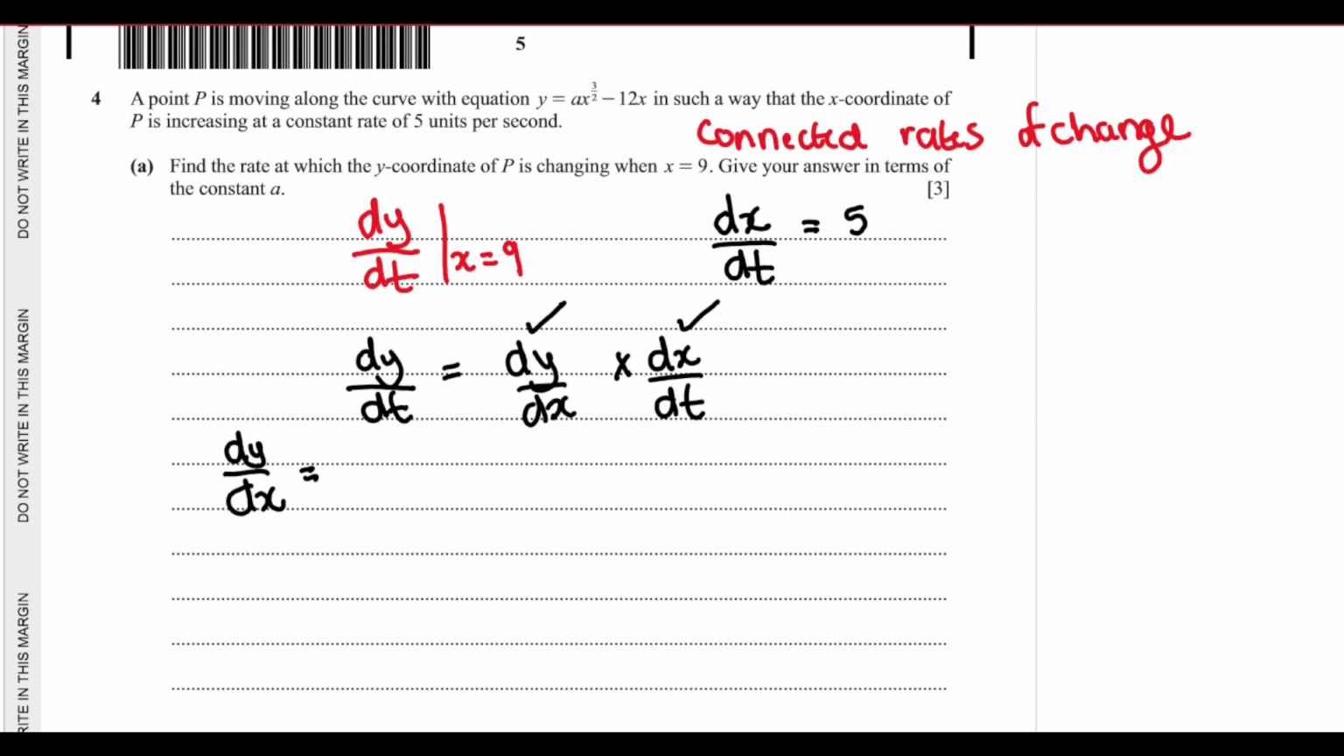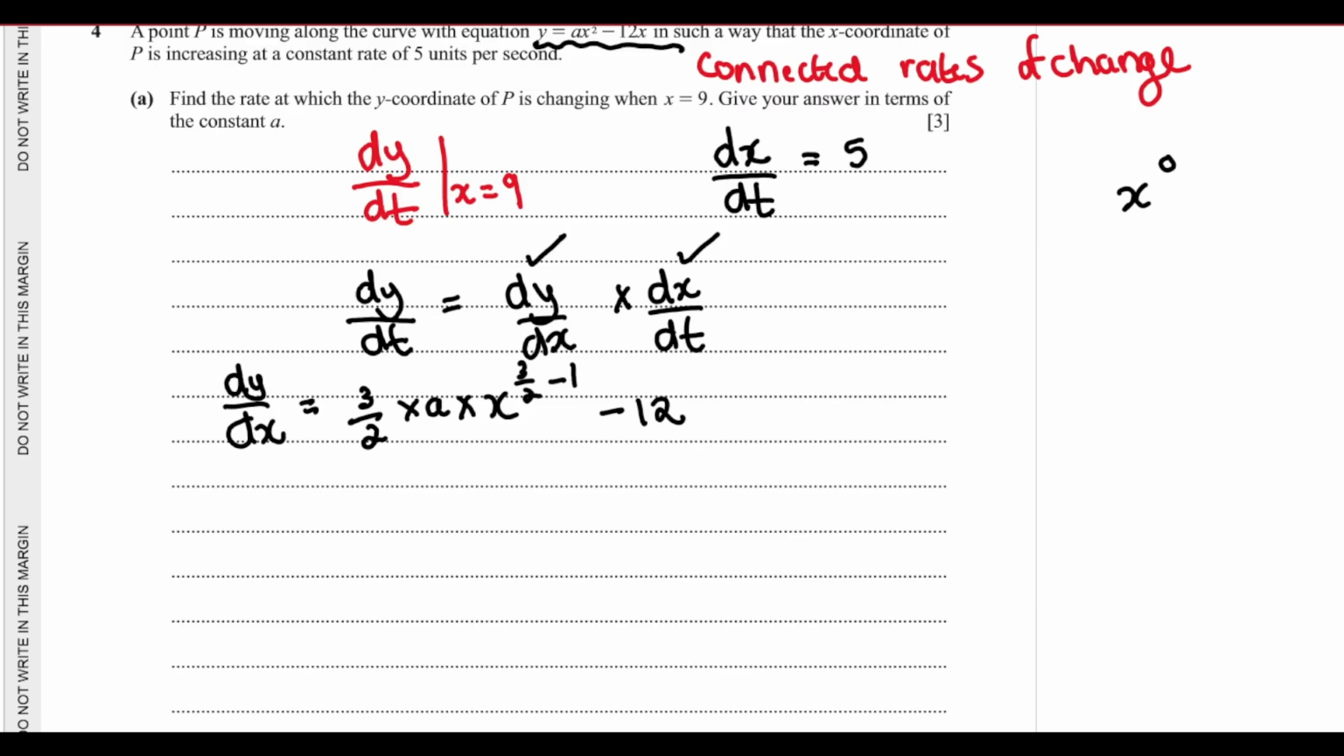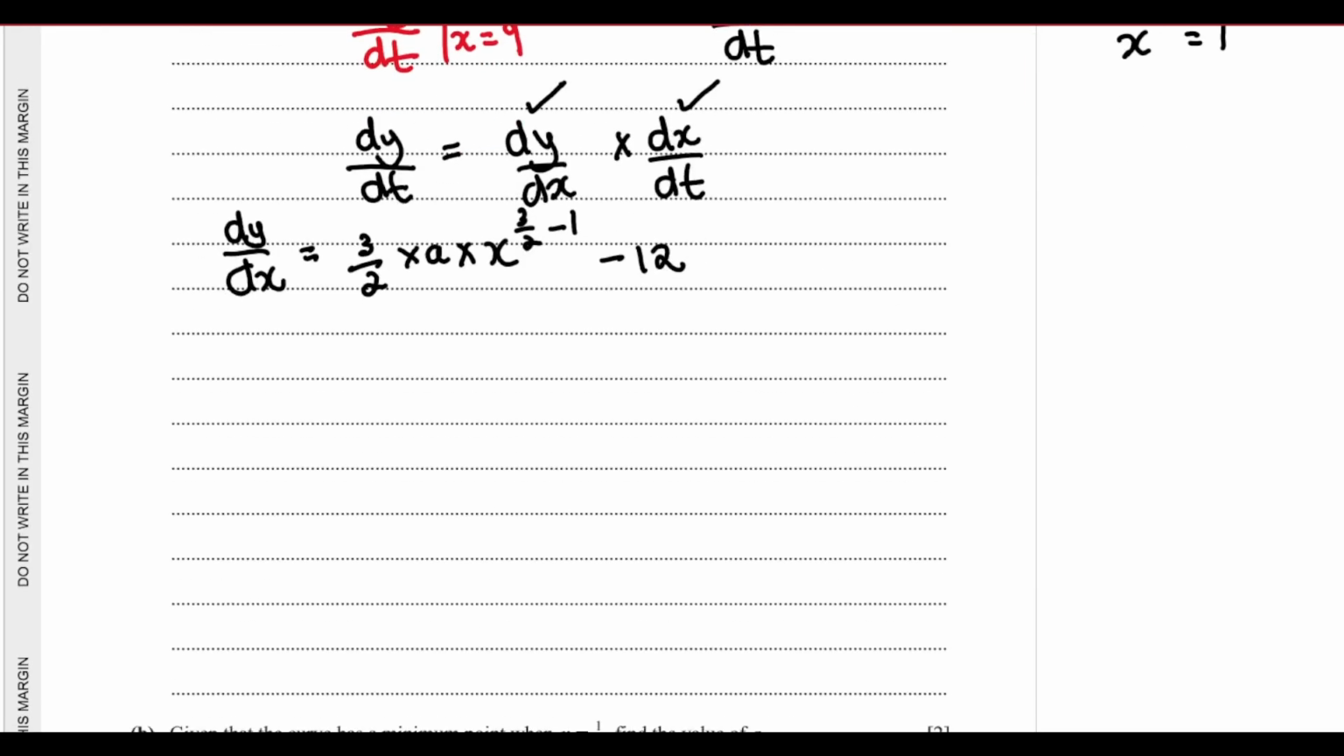Okay, so we need to differentiate y over there. I can bring down the 3 over 2 times a times x to the power of 3 over 2 minus 1, minus 12. Okay, because we have x to the power of 0, so it just becomes minus 12 because x to the power of 0 is 1. Okay, let's simplify this. It would be 3a over 2, and 3 over 2 minus 1 is x to the power of half.